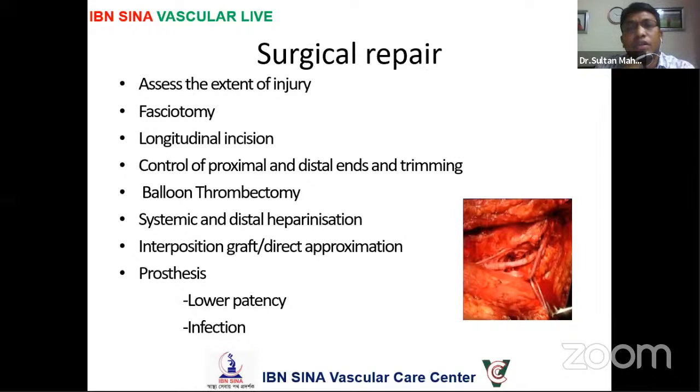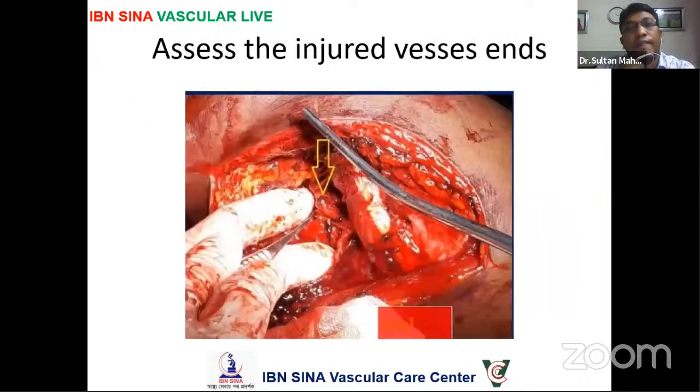Along the course of the arterial or venous exposure, longitudinal incision, control of the proximal and distal ends and trimming, balloon thrombectomy, systemic and distal heparinization, interposition graft or direct approximation, and if needed, prosthesis. This is the assessment of the injured vessels.